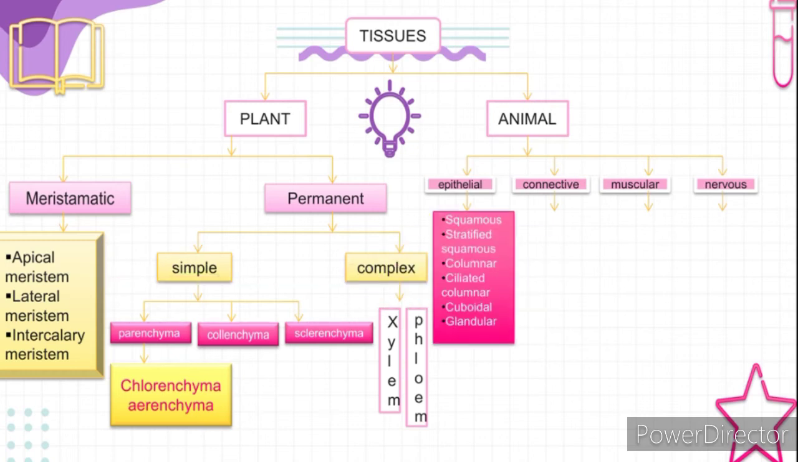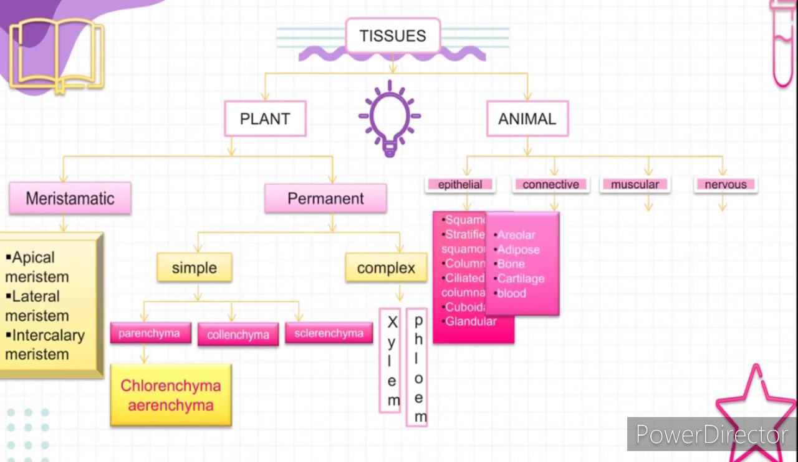Epithelial tissues also have subtypes. Squamous epithelium layer is very small, like a quilt. Stratified squamous means that it's like you are applying two more layers of quilt. Columnar has columns, pillar-like structure. Ciliated columnar has a brush. And cuboidal and granular are the two more.